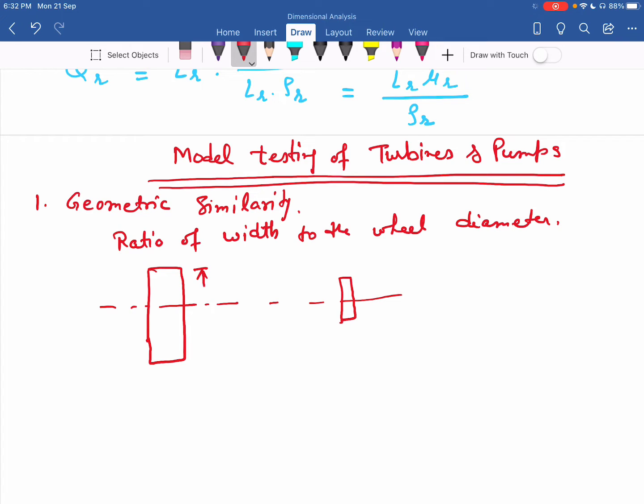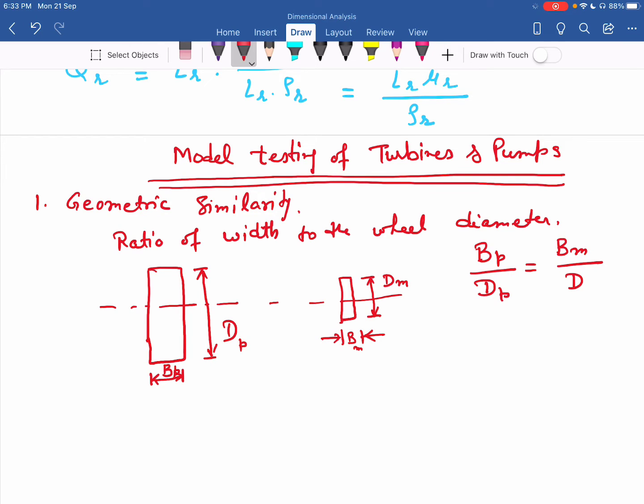So, this is the diameter D and this is the width B. This is for the prototype. Here for the model, this is the width and this is the diameter. So, we keep the ratio constant. That is the ratio of width, that is BP upon DP should be equal to BM upon DM. For geometric similarity, this ratio is to be kept constant.